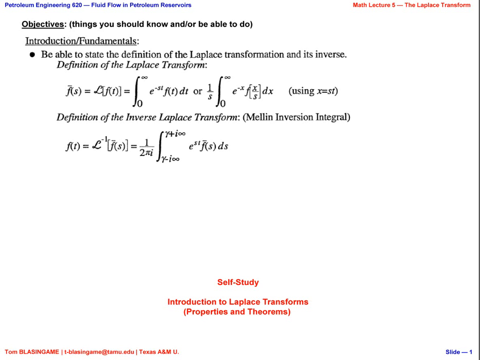So the objectives of this lecture is that you are familiar with the definition of the Laplace transform and its inverse. The definition of the Laplace transform is the integral from 0 to infinity of the exponential function multiplied by a certain function of time, or t in this case.